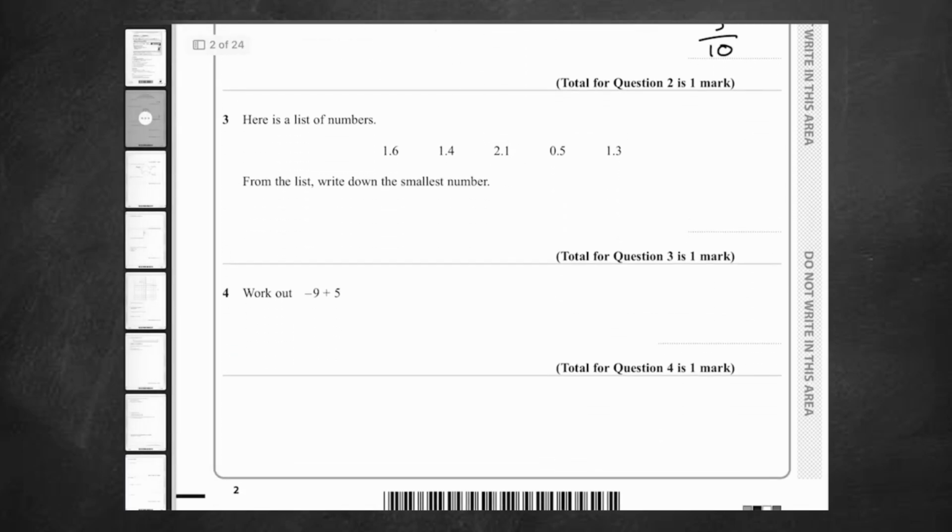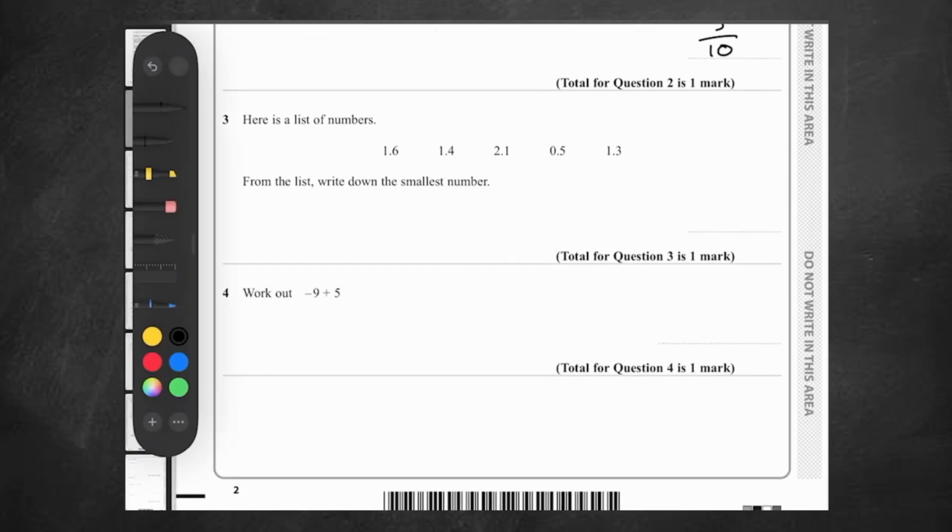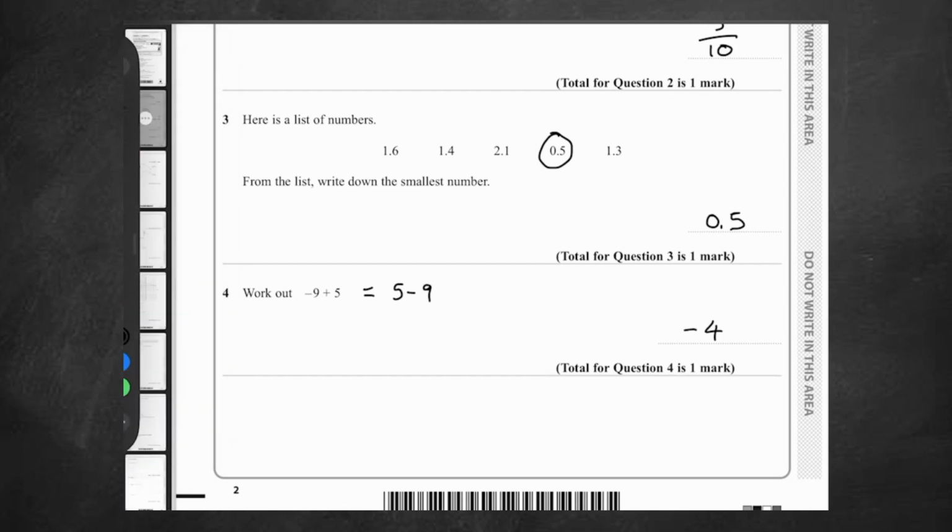Question 3. Here is a list of numbers. From the list, write down the smallest number. The only number on here that is less than 1 is 0.5, so that would be the smallest number. And question 4, work out minus 9 plus 5, which is the same as 5 minus 9, which would just be minus 4.